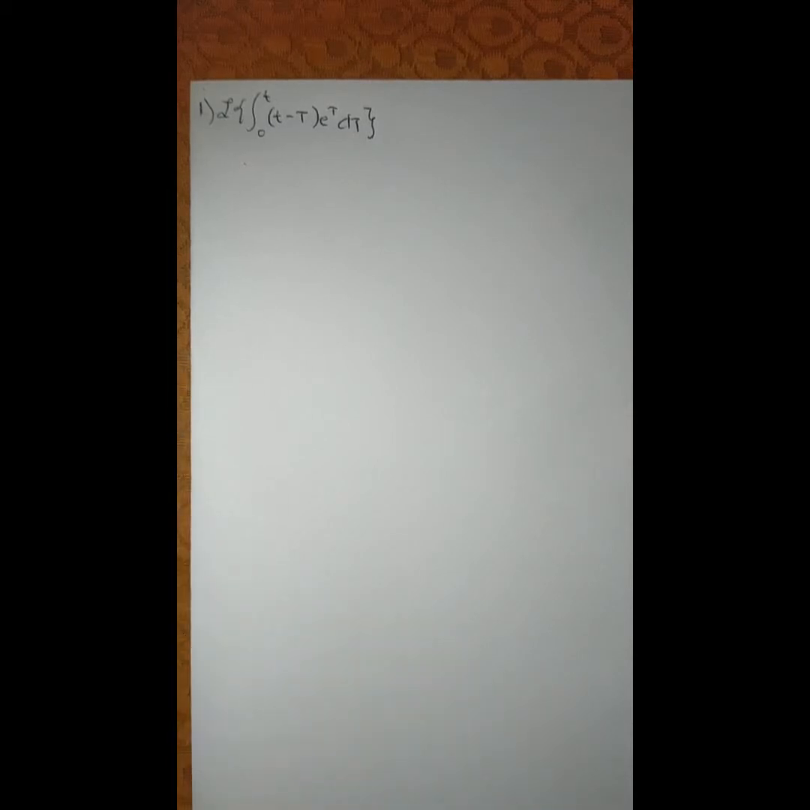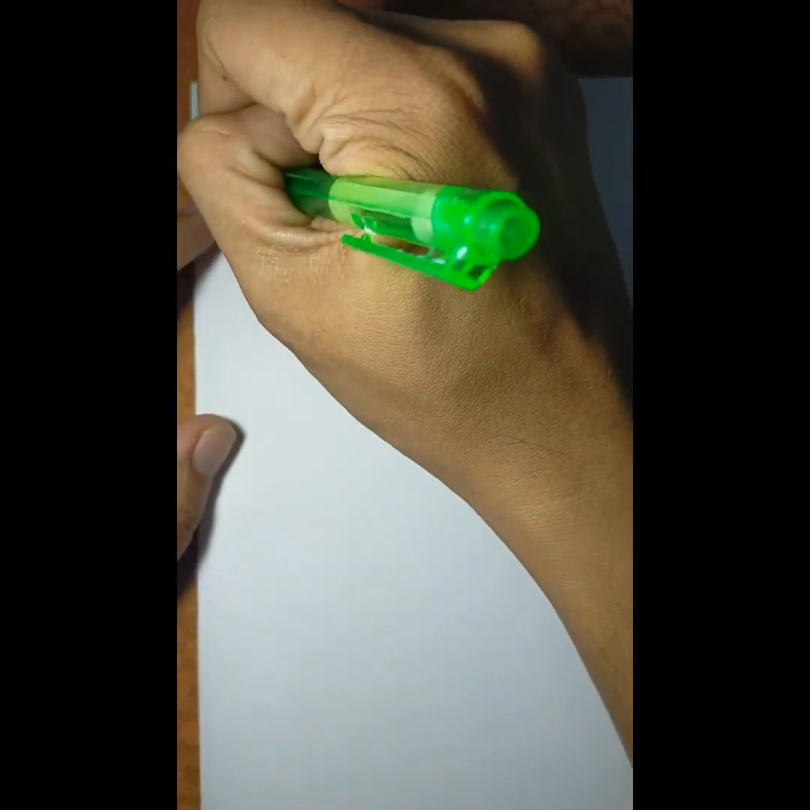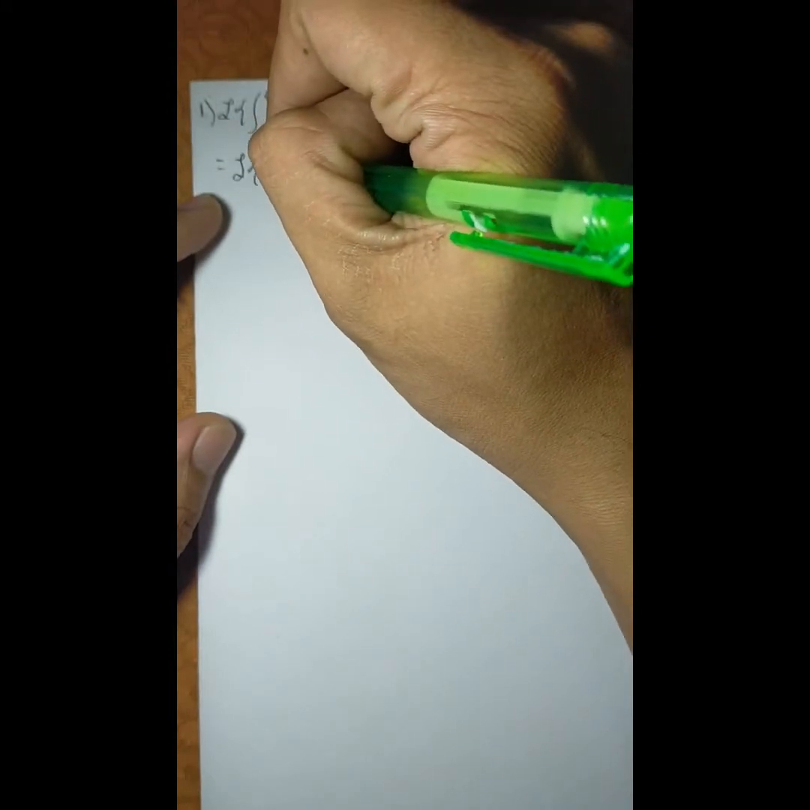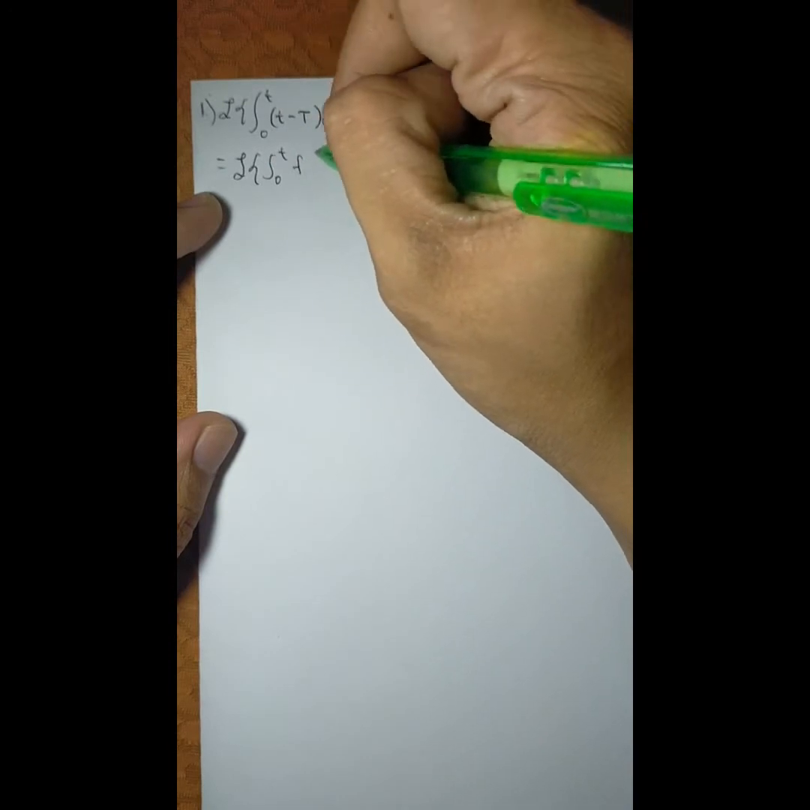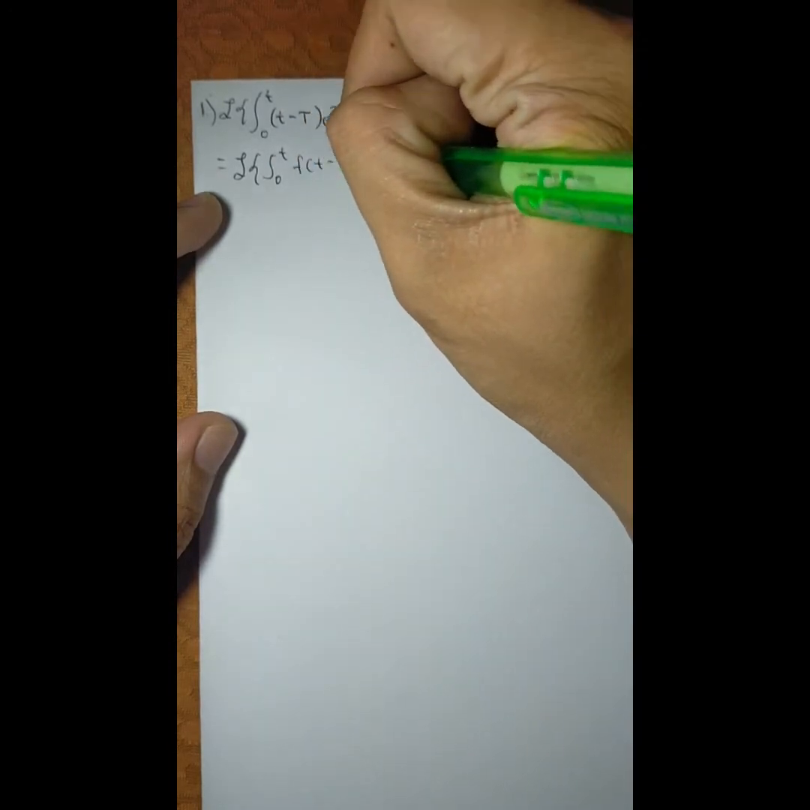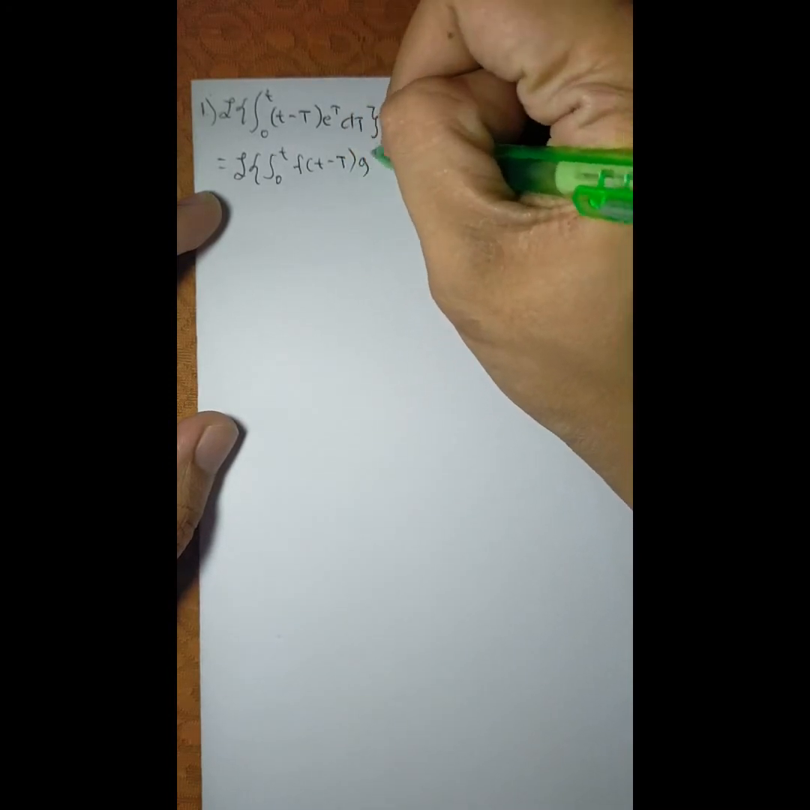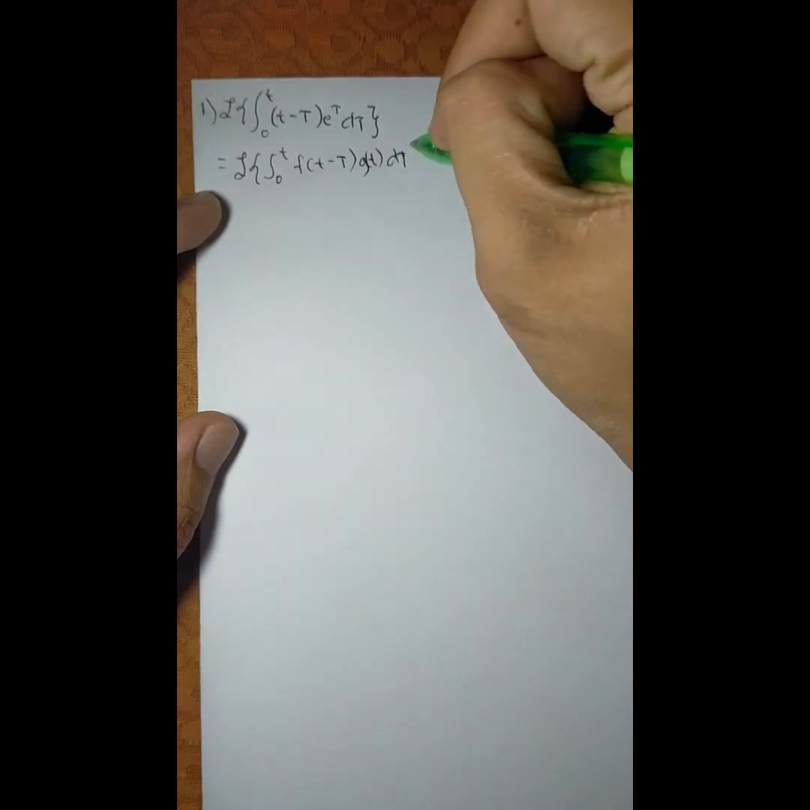On our first problem, we have Laplace of integral from 0 to t of (t minus tau) times e raised to tau d tau. So this can be equal to Laplace of integral from 0 to t of f times (t minus tau) times g of t d tau.